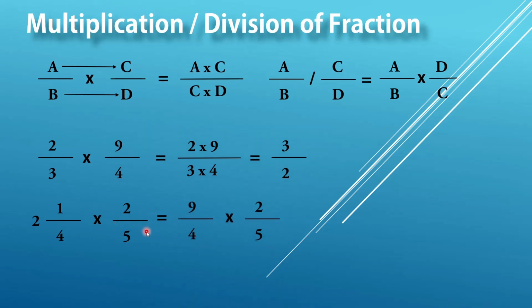So first we have simplified. So 4 into 2 will be 8, 8 plus 1 will be 9, 9 by 4. 9 by 4 into 2 by 5. So it will give you 9 into 2 and 4 into 5. As we have multiplication here, so 2 ones are 2 and 2 twos are 4. So 9 by 10.